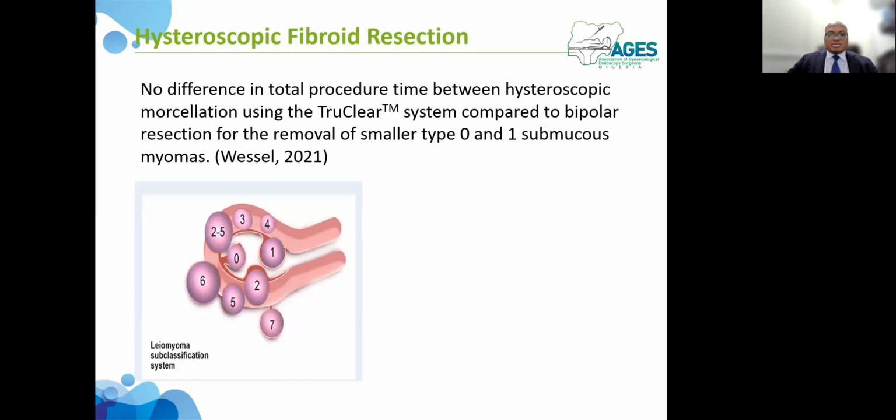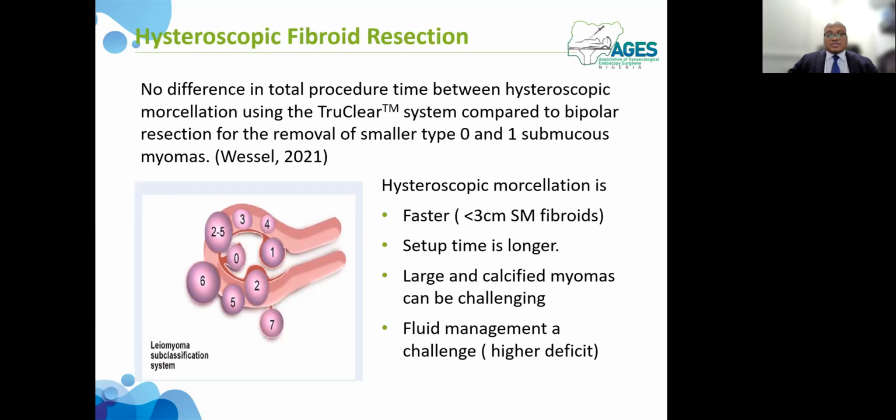For resection of fibroid, evidence would suggest that there's no difference in total procedure time between hysteroscopic morcellation using the TruClear system as compared to bipolar resection for removal of smaller type 0 or 1 submucous fibroid, as shown in the picture.